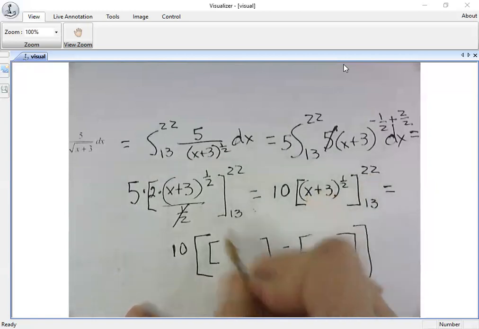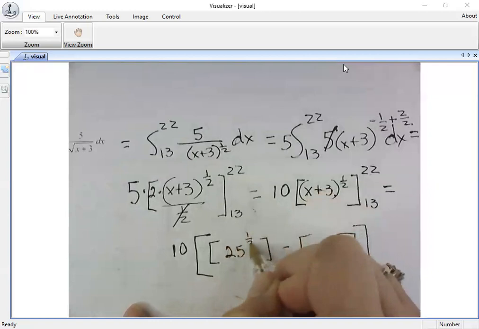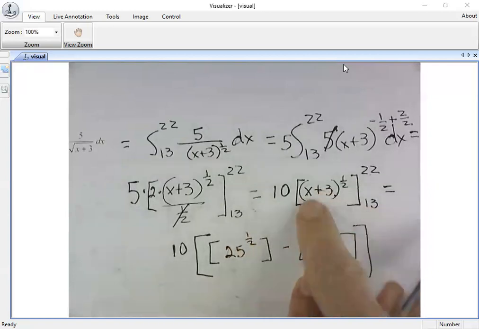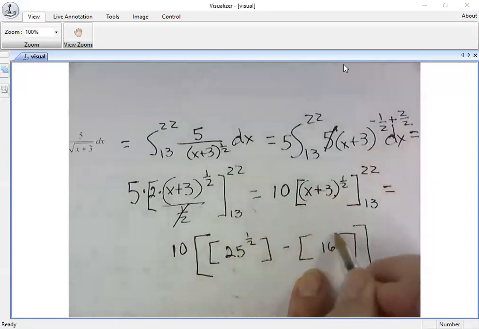Okay, so plug in 22, and what will we get? 22 plus 3 is 25, and that's raised to the 1/2 power. Now let's plug in 13. 13 plus 3 is 16, and 16 is getting raised to the 1/2 power.